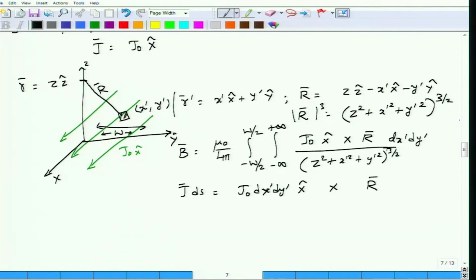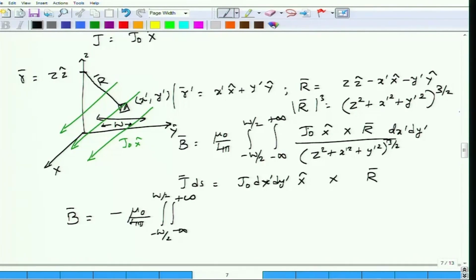So, when you calculate the cross products, you would see that this is going to be slightly tedious. You will see that x crossed with z will be non-zero and it would be a component along y, x with x will be 0, x with y will be along the z axis. Therefore, what you get here is that the B field is given by mu 0 by 4 pi, which can be removed outside the integral. The integration limits are still minus w by 2 to w by 2 and minus infinity to plus infinity, right.